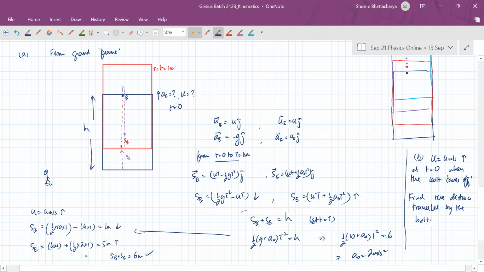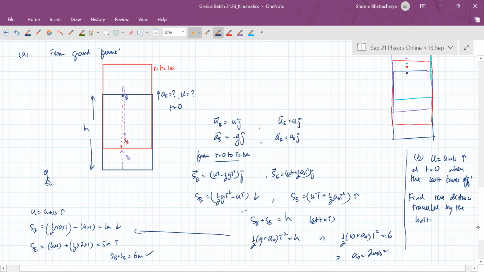Then, sir, what about the distance traveled? These are the displacements, not the distance. So for the distance, just pay attention to the diagram where I've shown you the actual trajectory of the bolt. It doesn't come straight away down now. The bolt has an initial velocity which is upwards now.